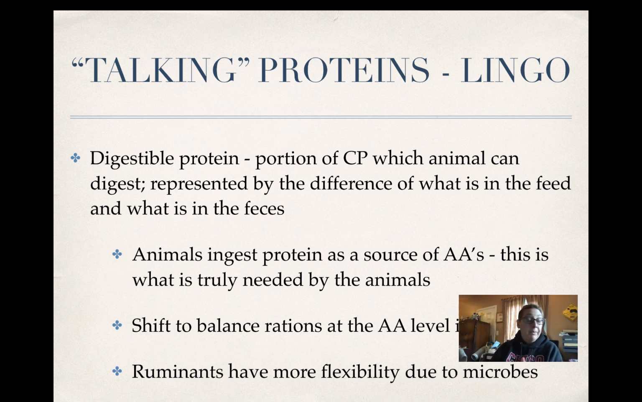Another term that you'll sometimes see as you're reading through particularly swine literature is digestible protein. And that's the amount or proportion of the crude protein in a diet. Say if a feed's 18% crude protein, it's the proportion of that the animal actually is going to digest. And that's going to be the difference between the feed and the feces. And so it starts to look at what amino acids and what's truly getting into the animal system, as opposed to just the crude protein, here's what's in the feed.